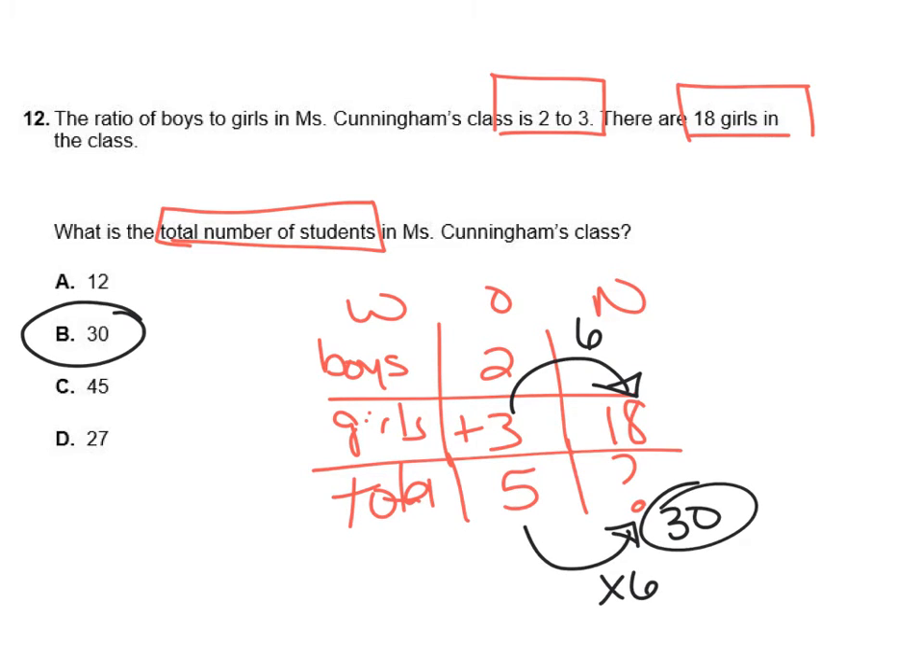If you did 45, then you put 18 in the wrong place. If you did 27, then you just did 2 to 3. And if you did 12, you also just used 2 to 3. You forgot to do the total. So make sure you go back and explain your mistakes and come back to the video.